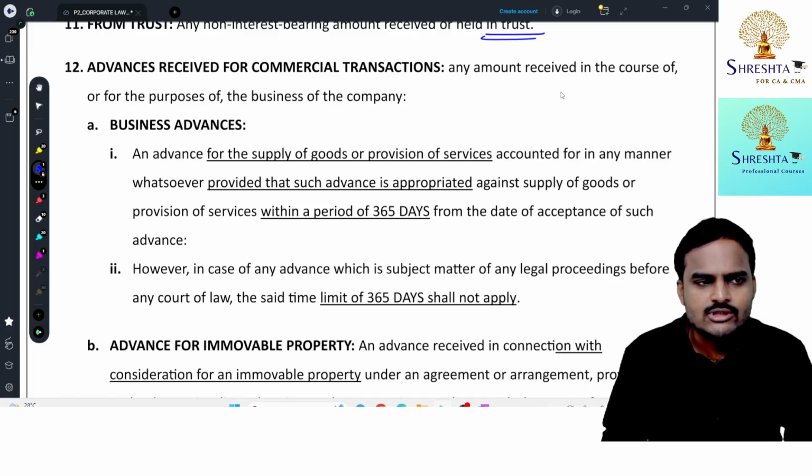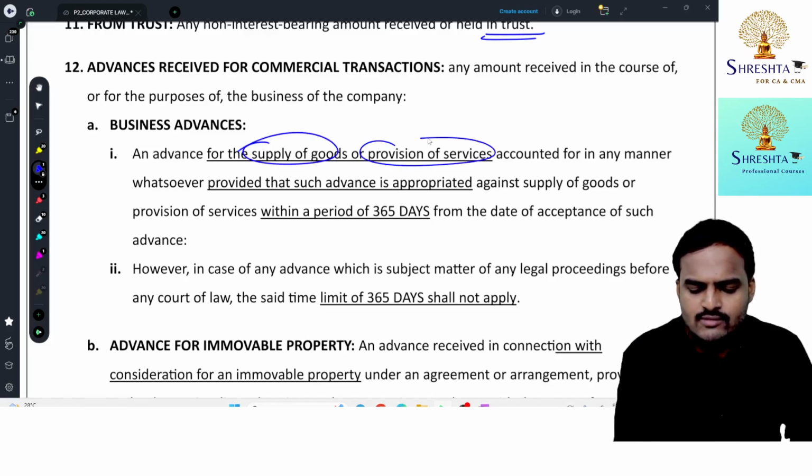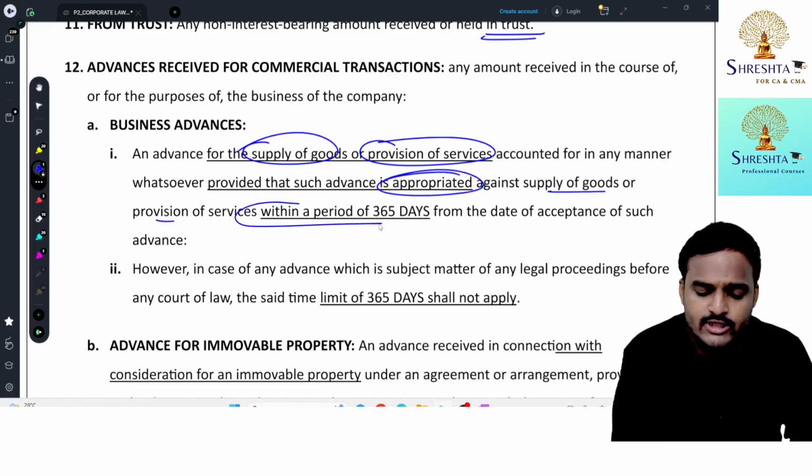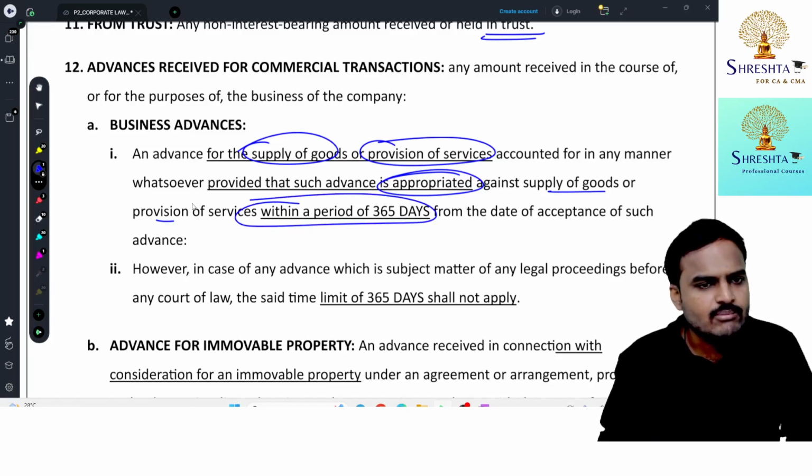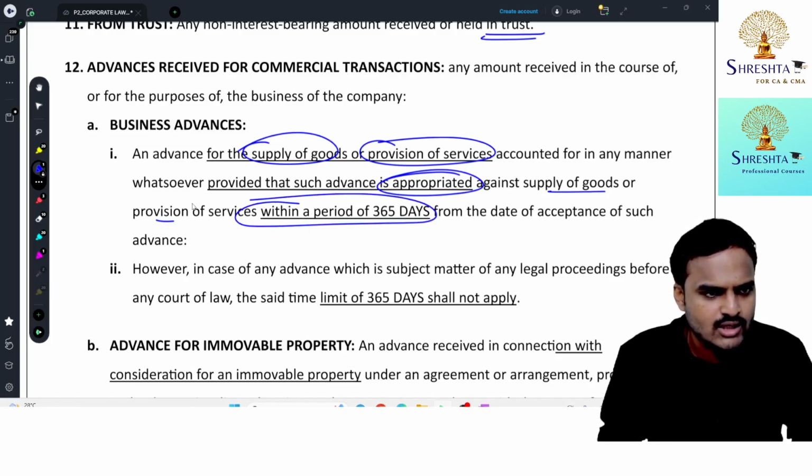Next one, any non-interest bearing amount received or held in trust is not a deposit. Advances received for commercial transactions. That's what I told you, trade advances. An advance for supply of goods, provision of services accounted for in any manner whatsoever, provided that such advance is appropriated against supply or provision within a period of 365 days from the date of acceptance of such advance.